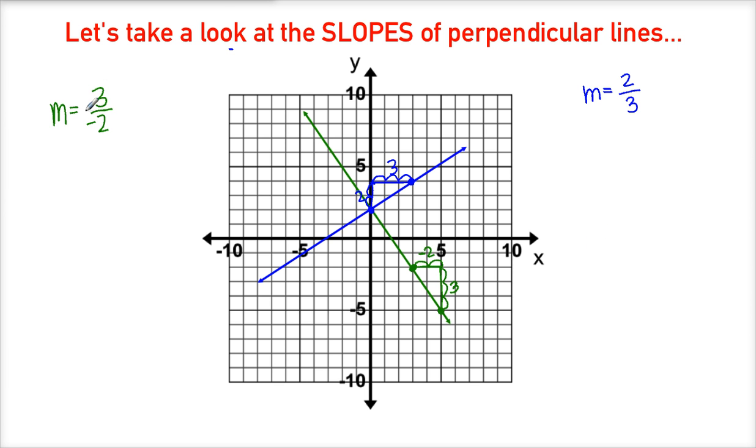Okay, take a look at these slopes. What do you notice about them? Well, they look awfully similar, right? Except one is negative and one is positive. And it looks like the numbers are just flipped. One goes 2 over 3 and the other one's 3 over 2. This is true for all perpendicular lines.